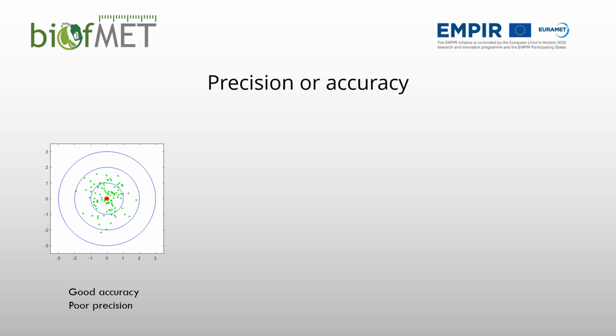Please let the red dot in this target surface represent the true value of a quantity, and the green dots individual measurement results, that is, attempts to determine the true value. The measurements are scattered around the true value, but the measured quantity value, that is the mean value, is not far from the true quantity value. We can say that the accuracy is good. The replicate measurements, that is the green dots, are quite scattered, and we can say that the precision is poor.